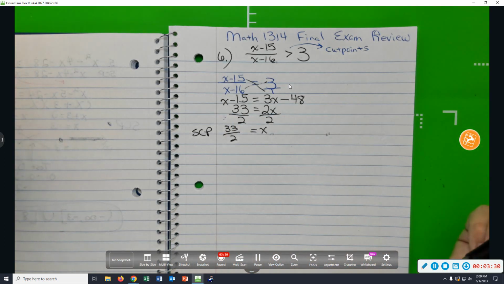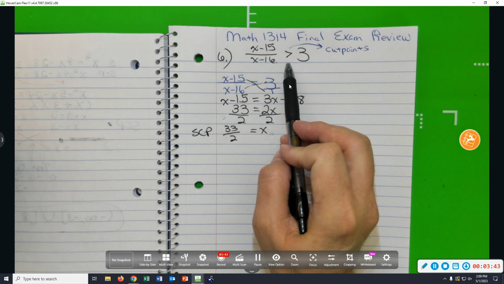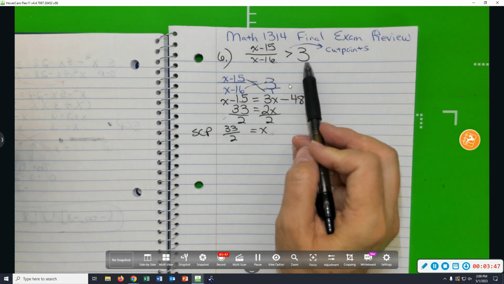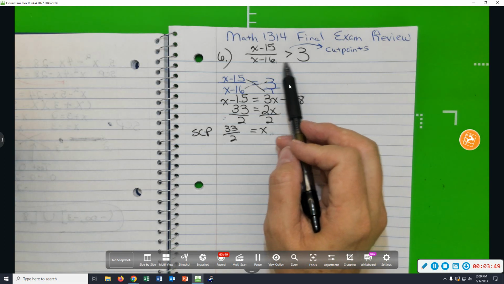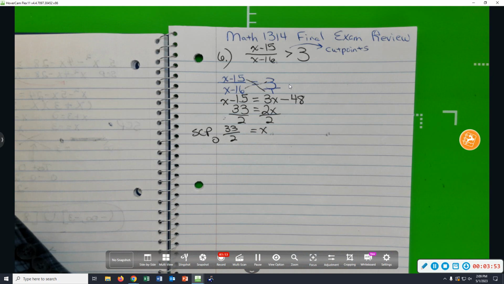Solution cut points, sometimes they're open circles and sometimes they're closed circles. What do you look at to make the decision? Okay, if there's equality, then use a closed circle. This 33 over 2 makes the left side equal the right side. Well, equality isn't allowed here, so this solution cut point will be an open circle.